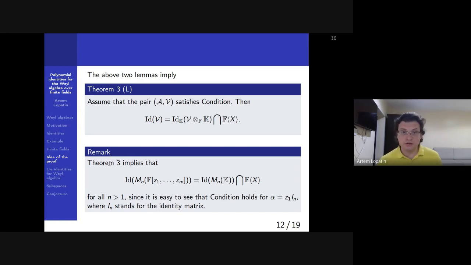For example, we may consider some partial case when V and A is just the algebra of matrices over this ring, and then we get this equality. Because here we obviously have this condition holds, because it's enough to take alpha to be this element, and then it is easy to check that the condition is satisfied, and then this equality is satisfied as well. Because then we obtain that the identities of matrices over this ring, of polynomials over an infinite field, are the same as just the identities of matrices over an infinite field. It is easy to see.